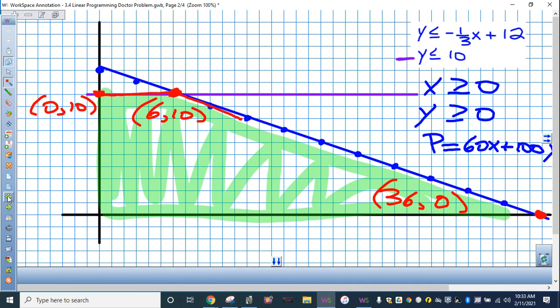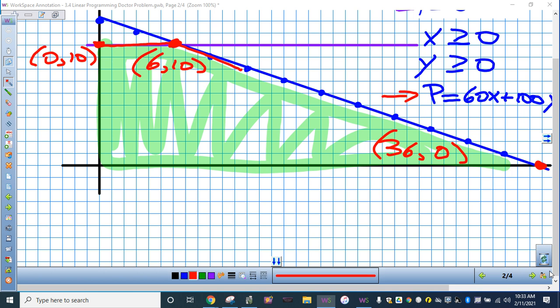Now we've got to plug into our profit function right here. So we're almost done. As I think about this, I'm trying to think if I can eliminate any of the ordered pairs, right? Because I don't know what 36 times 60 is in my head. But if I plug in the 10 right here for the y, I'm going to get 1,000. So I'm just going to plug in all the ordered pairs because I'm not sure which one.